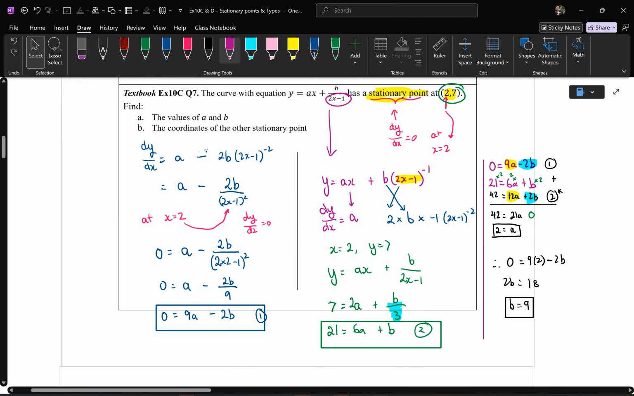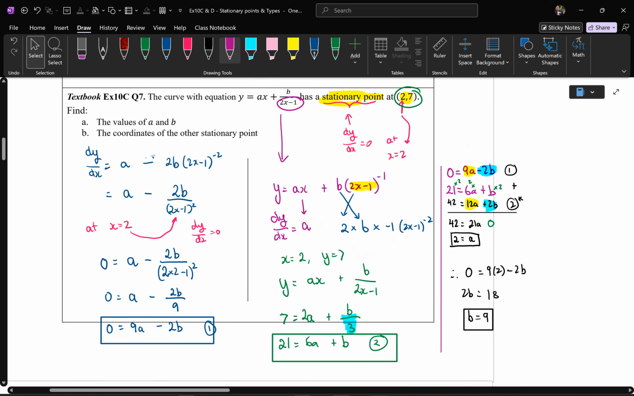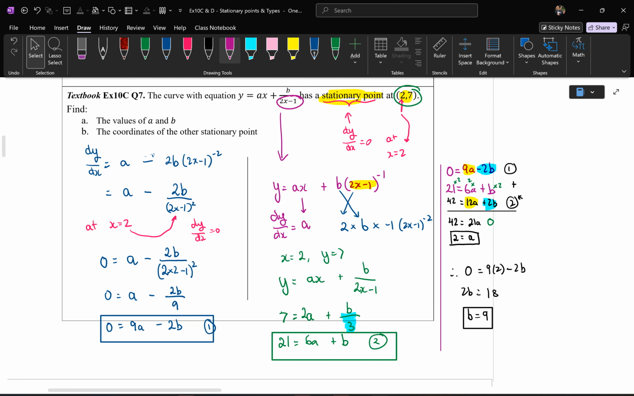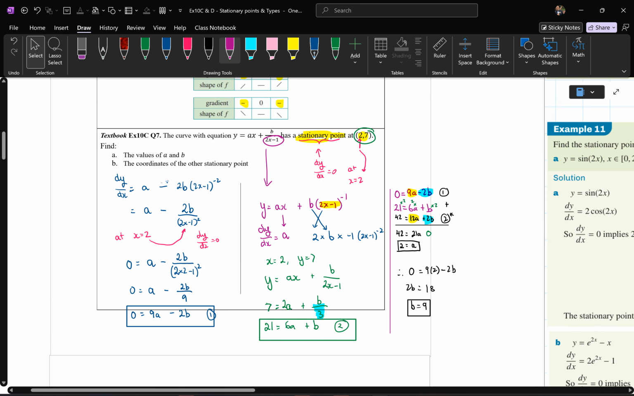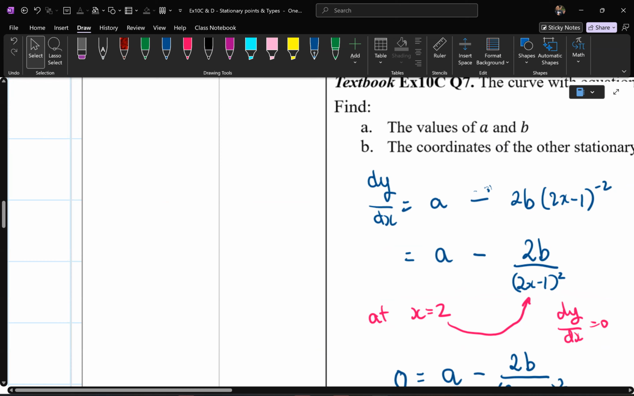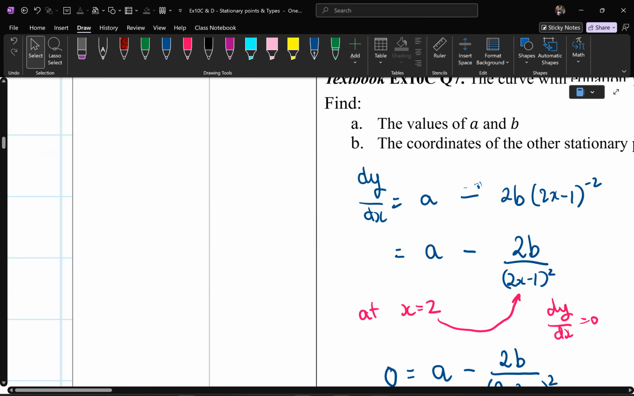Coordinates of the other stationary point. Ooh. What are they talking about here? 2, 7. Were we meant to have 2? Well, I'm confused. What happened? Oh, because now we've got A and B. Ah, what a pain. I must have thought it was just a substitution. Here we go. Let's do B. The coordinates of the other stationary points.